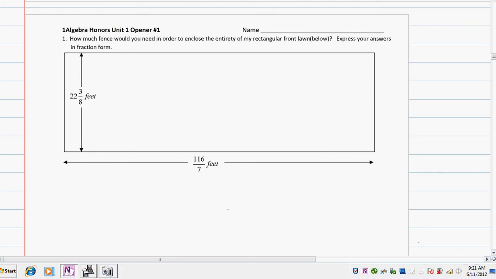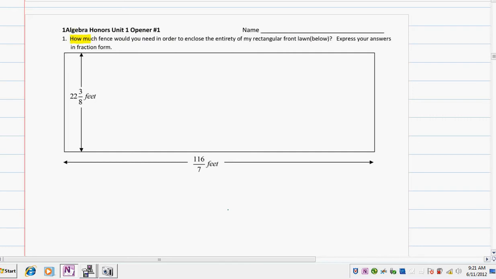Alright, so in this problem, how much fence would you need in order to enclose the entirety of my rectangular front lawn below? Express your answers in fraction form. Mathematics really depends on your ability to solve problems, and solving problems depends on your ability to know what problem it is you're solving. So let's spend a minute to make sure we know what we're doing here.